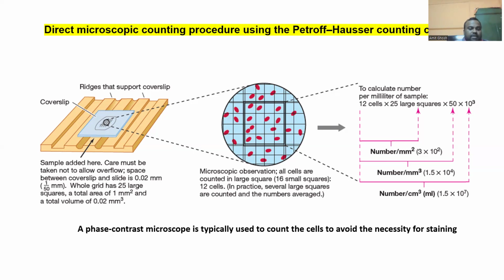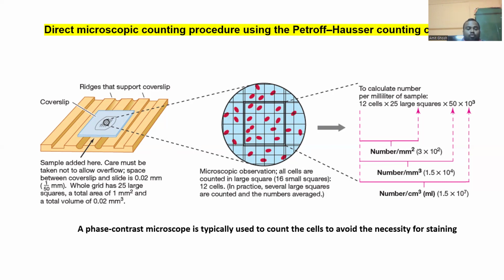So care must be taken not to allow the overflow, because the space between the cover slip and the slide is 0.02 mm. So you can add the culture in between the cover slip and slide. After taking the culture to the slide, you need to cover with the cover slip. There is also a space between the cover slip and slide of 0.02 millimeter.